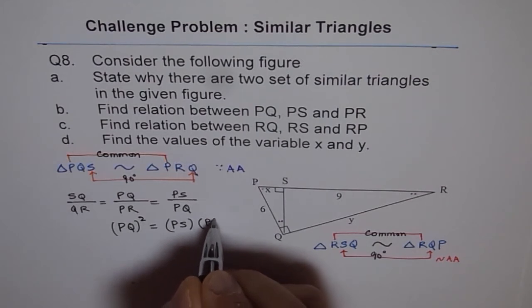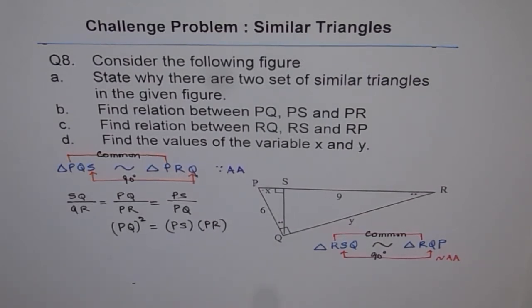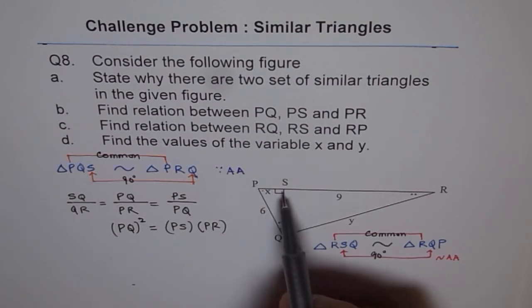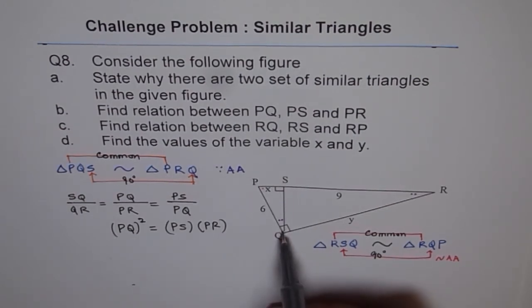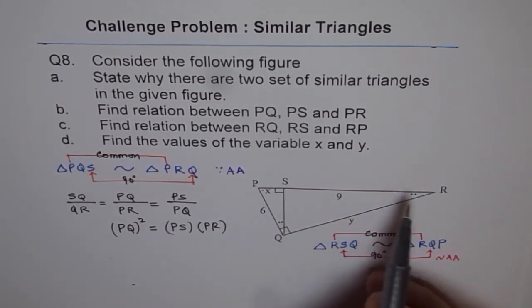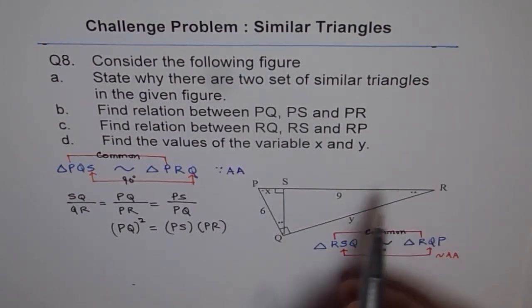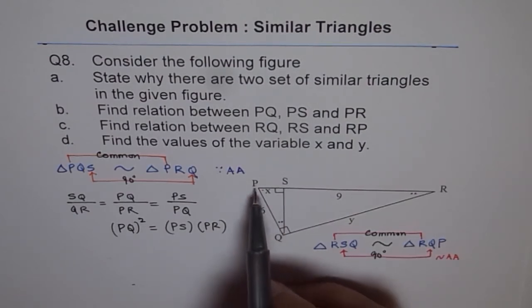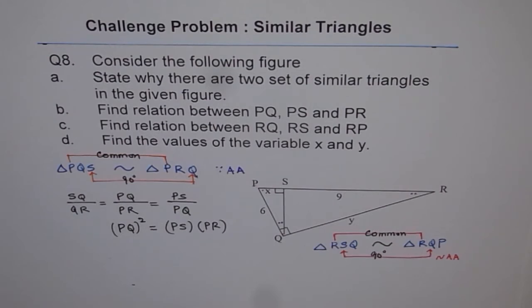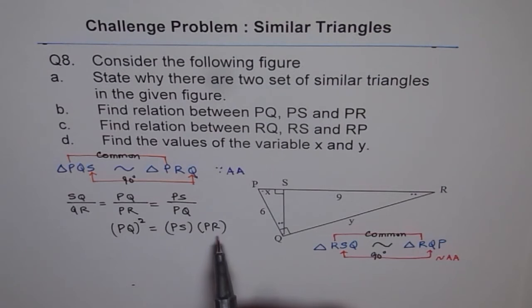times PR. This is an extremely important relation which we have just developed. So PQ square, that means the hypotenuse of the small triangle, PQ square is equal to the product of PS and PR. Do you see that? PQ square is equal to the product of PS and PR. So that is a relation which we got here. Well, we can always find X with this relation for sure, right?